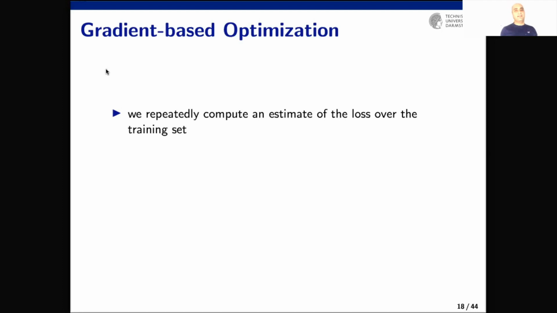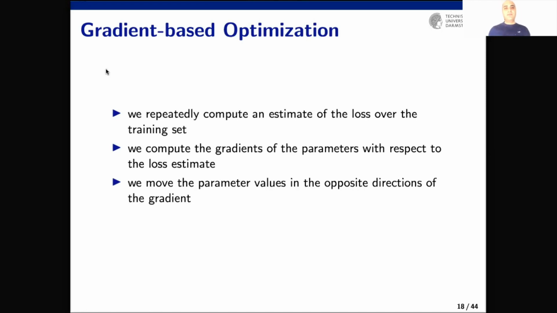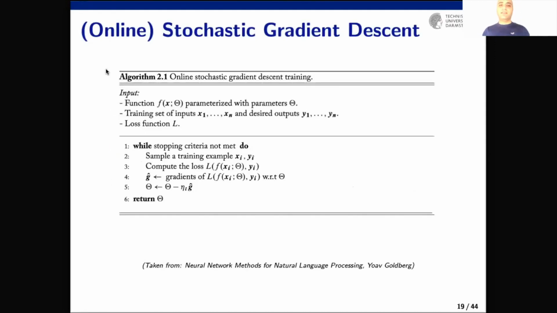So let's intuitively see how it works. We repeatedly compute an estimate of the loss over the training set, and then we compute the gradients of the parameters with respect to the loss estimate. And we move the parameter values in the opposite direction of the gradient. More formally, we can introduce stochastic gradient descent like this. Here we see the online version of stochastic gradient descent.